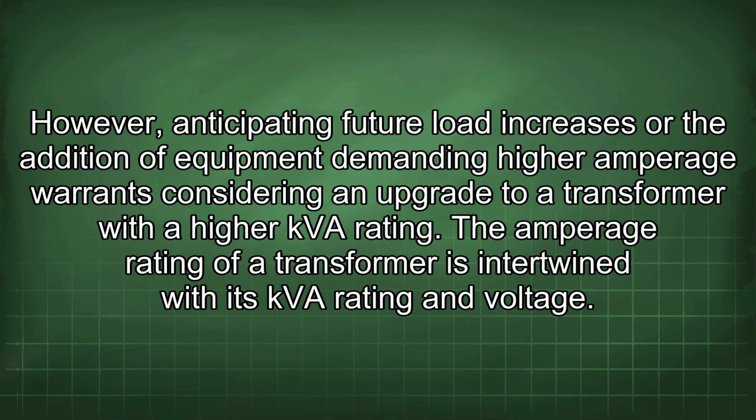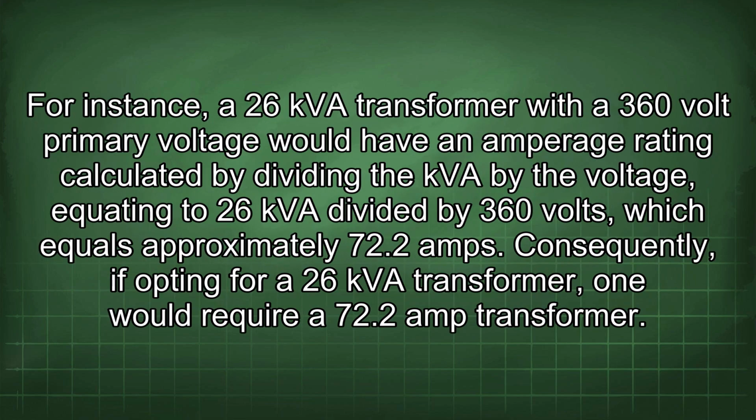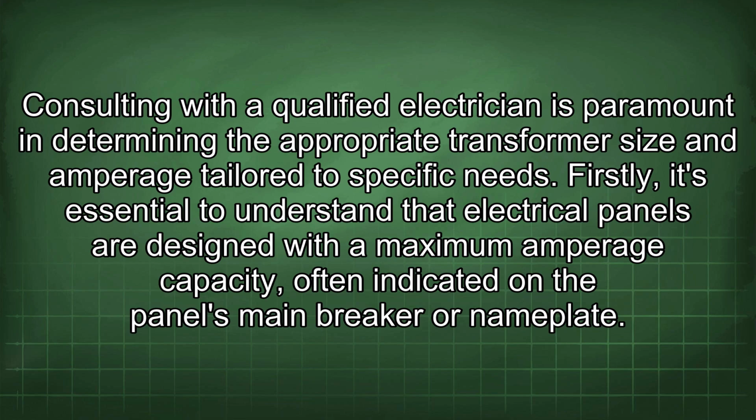The amperage rating of a transformer is intertwined with its kVA rating and voltage. For instance, a 26 kVA transformer with a 360 volt primary voltage would have an amperage rating calculated by dividing the kVA by the voltage, equating to 26 kVA divided by 360 volts, which equals approximately 72.2 amps. Consequently, if opting for a 26 kVA transformer, one would require a 72.2 amp transformer. Consulting with a qualified electrician is paramount in determining the appropriate transformer size and amperage tailored to specific needs.